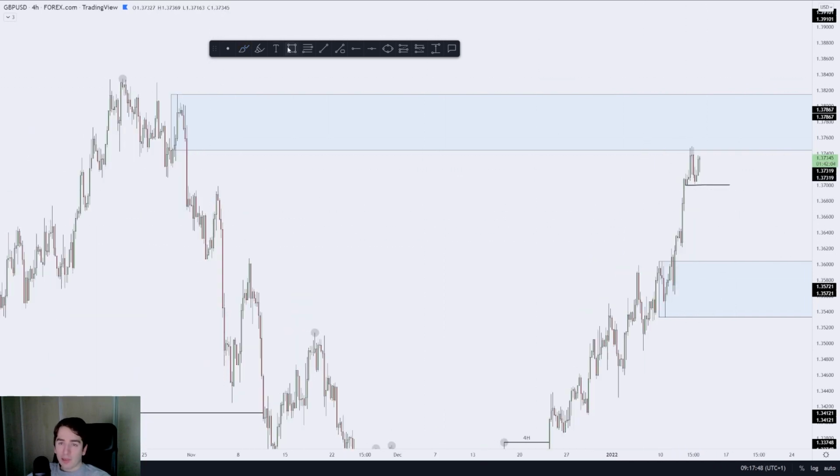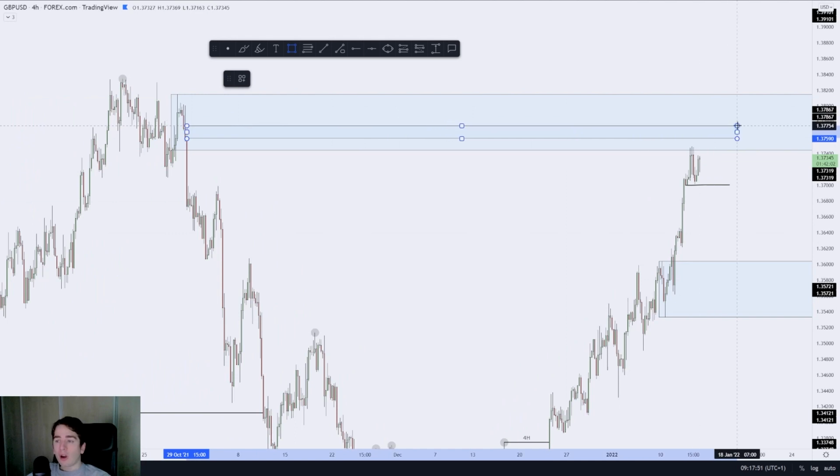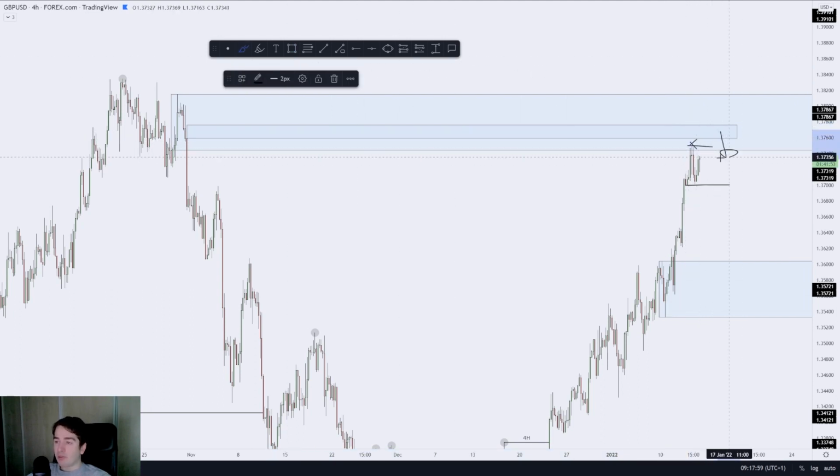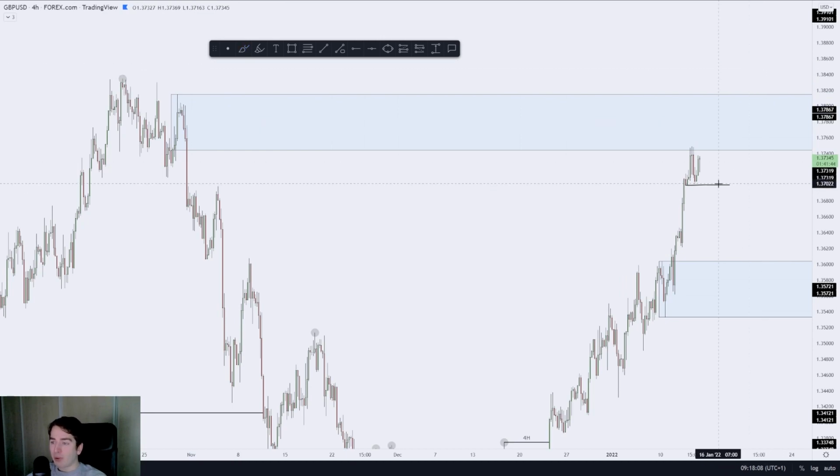Looking inside of here, we have a lot of 4-hour wicks, which are going to be lower time frame supply zones. Those are pretty much the areas of supply that I'm looking at. In my opinion, we're still going to run this high and then potentially react to one of these 4-hour wicks with, let's say, a 15-minute supply inside of them. That's pretty much what I'm waiting for.